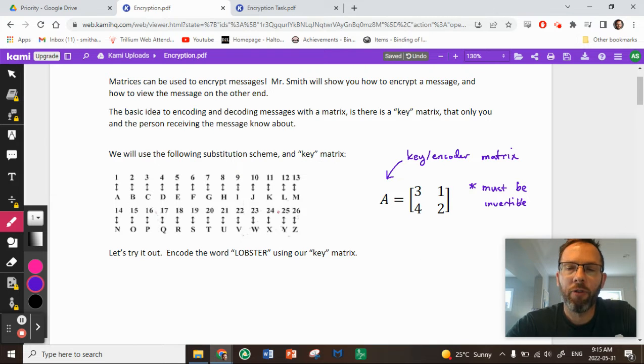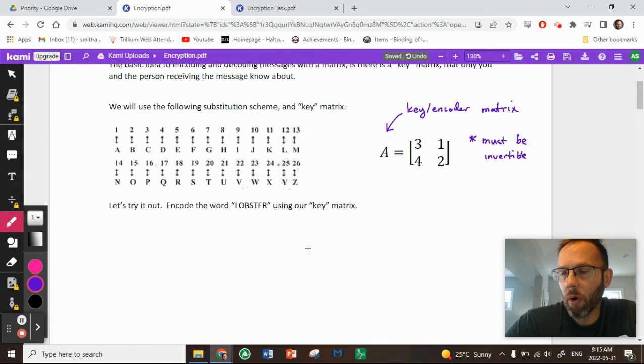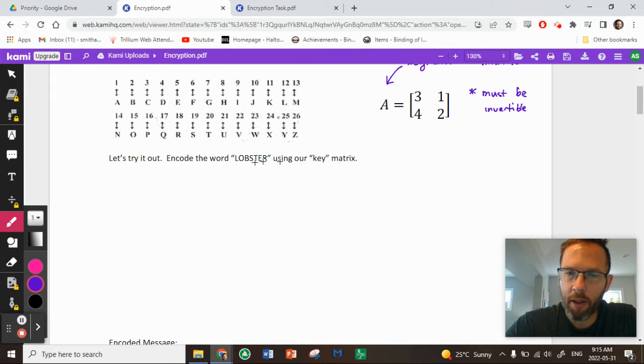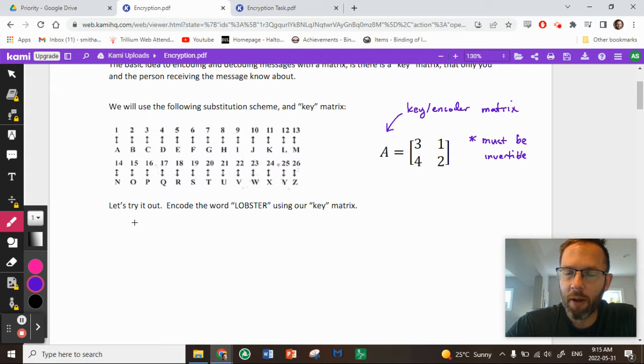So we're going to encode just a simple word, and we're not going to encode huge messages. You could program a computer to do that possibly. We're just going to encode something that doesn't need a ton of space to do. So in honor of the lobster gate last week, we're going to encode the word lobster using our key matrix. So how do we do that? First of all, we have to turn lobster into a string of numbers. So we'll do that first.